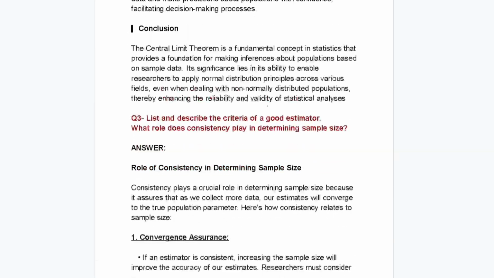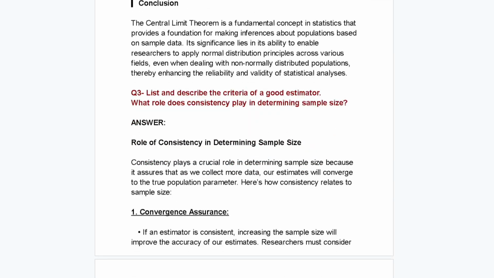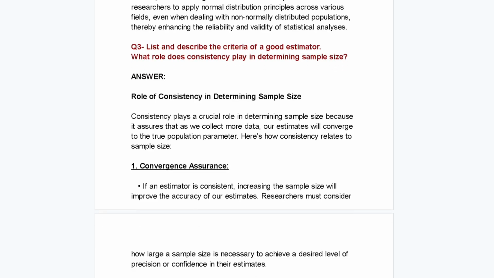Moving to the next question: list and describe the criteria of a good estimator and what role does consistency play in determining sample size. The first part of this question is already covered in my previous videos. So moving to the next part, that is, the role of consistency in determining sample size. Consistency plays a very crucial role in determining sample size because it assures that as we collect more data, our estimates will converge to the true population parameter.